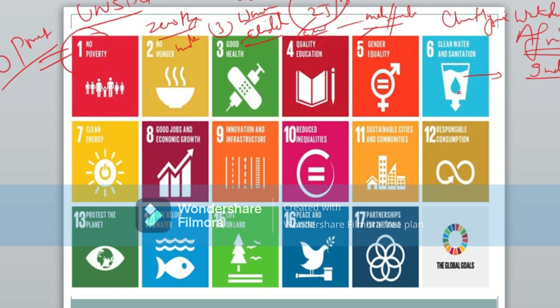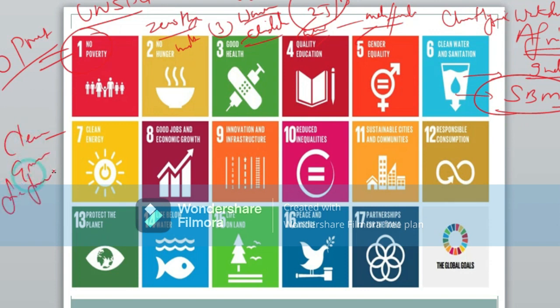This includes toilet building and clean toilets. The Swachh Bharat Mission is there. Then seventh is clean energy. That means green energy free from pollution, reducing CO2 emission and greenhouse gases by reducing thermal power plants and switching to renewable sources. Good jobs and economic growth is the eighth target, which provides jobs and employment for needy people.